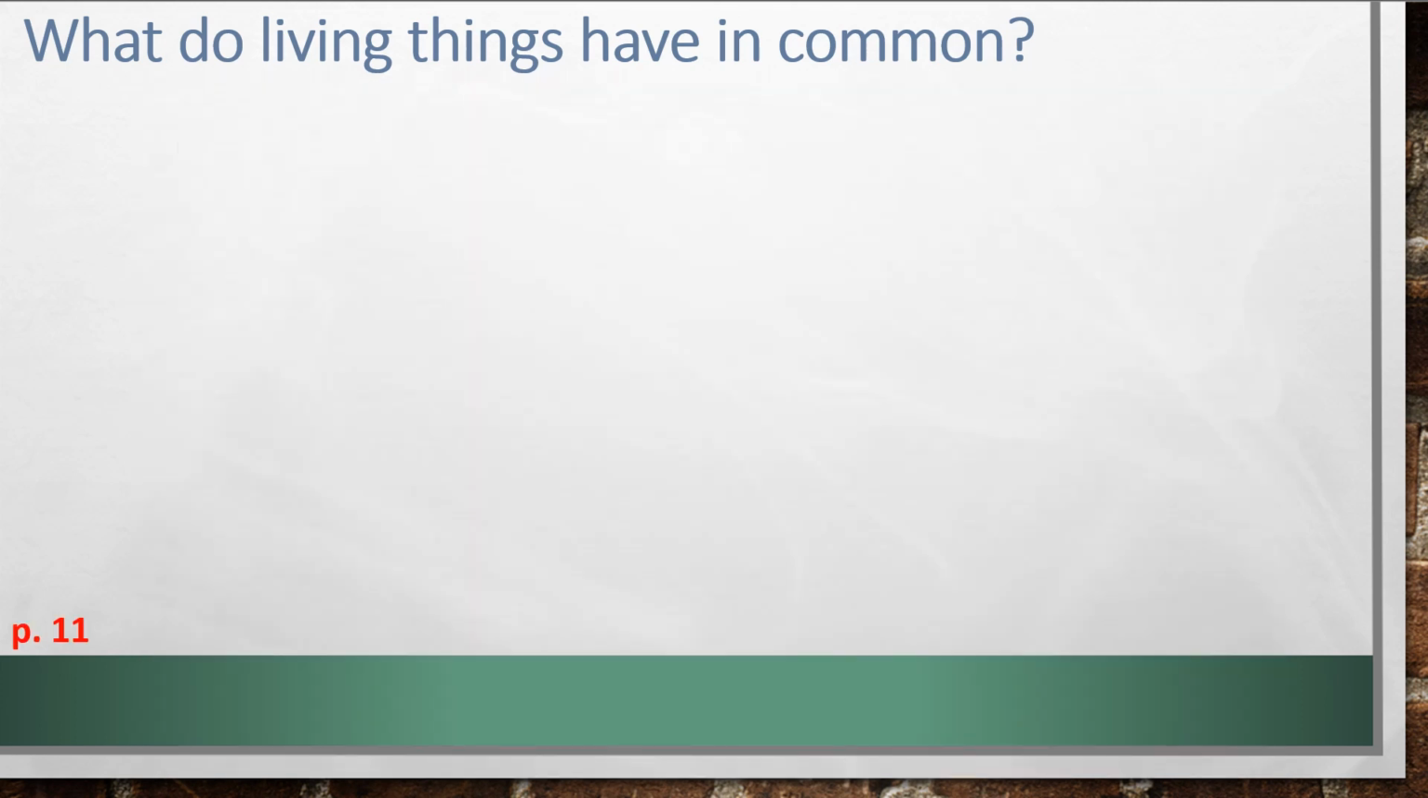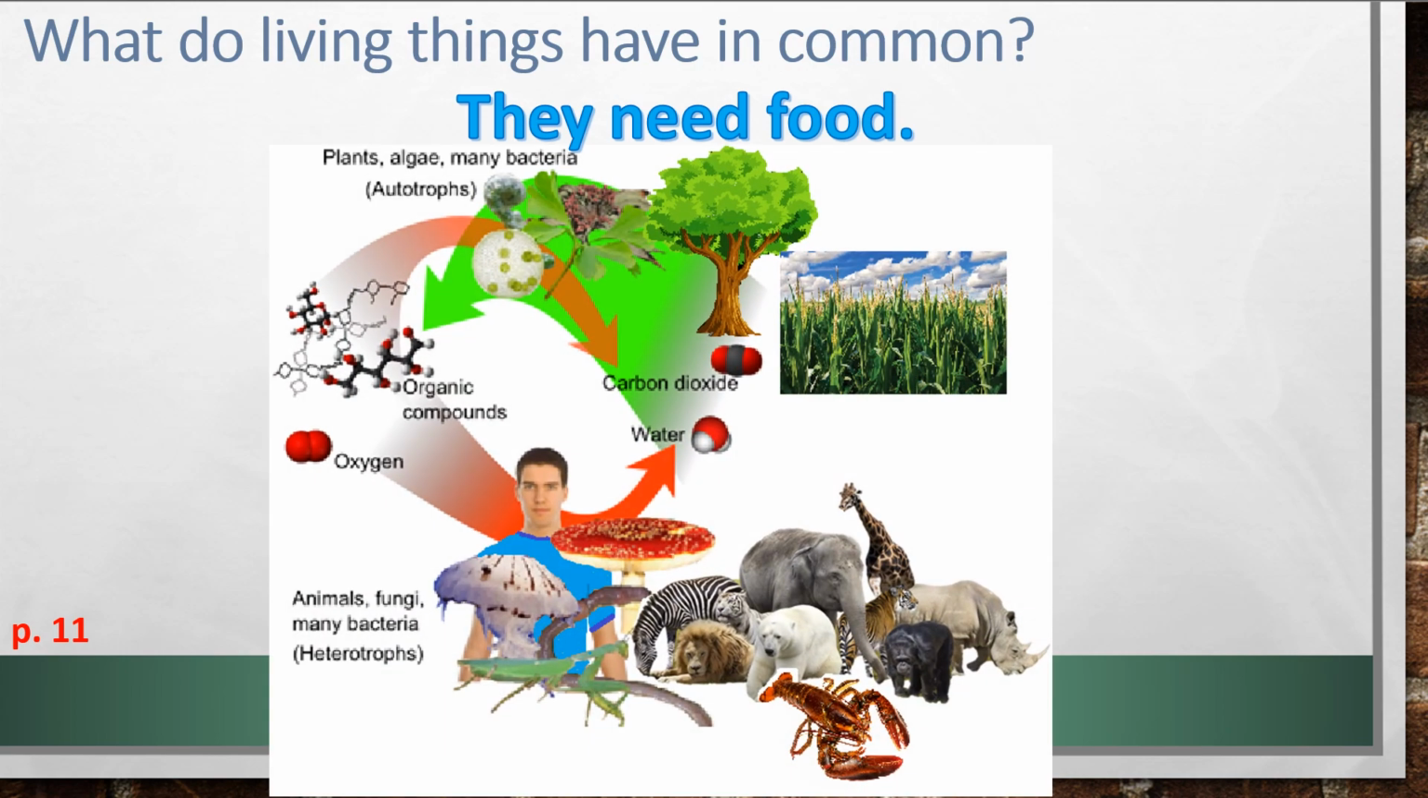So now we get into the last part of the section of notes. What do living things have in common then? What are we talking about when we're talking about living things, right? We're talking about plants, animals, fungi, bacteria, protists. They all need food. Every plant and every animal needs food. It doesn't matter if it's microscopic. It doesn't matter if it's a blue whale.